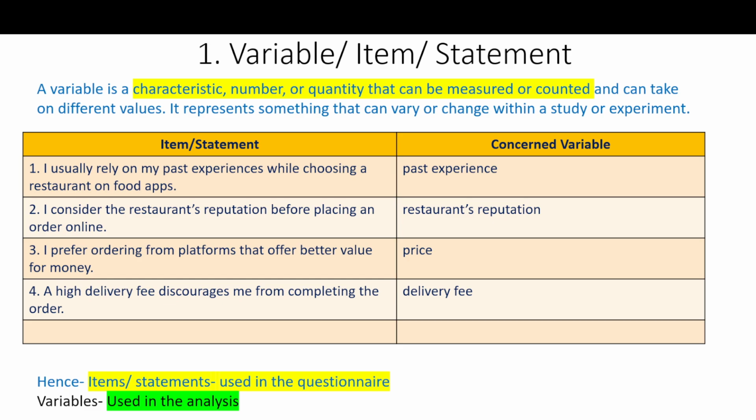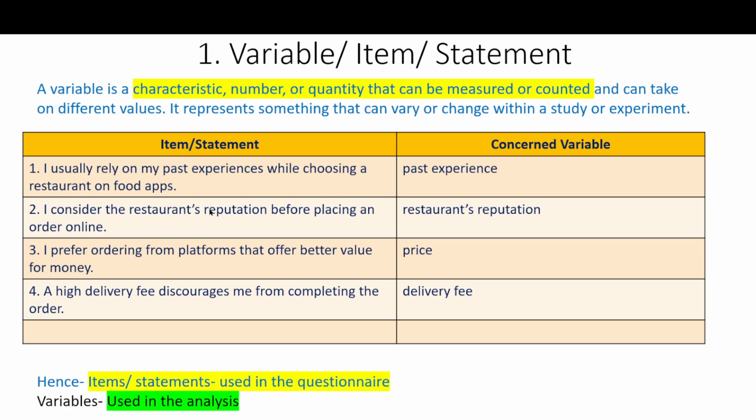A variable is a characteristic, number or quantity that can be measured or counted and can take on different values. It represents something that can vary or change within a study or experiment. In the table below, you can see some of the items and the concerned variables. For example, the first statement is, I usually rely on my past experiences while choosing a restaurant on food apps. In this case, the concerned variable is past experience.